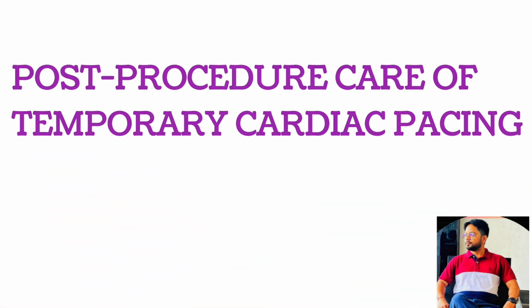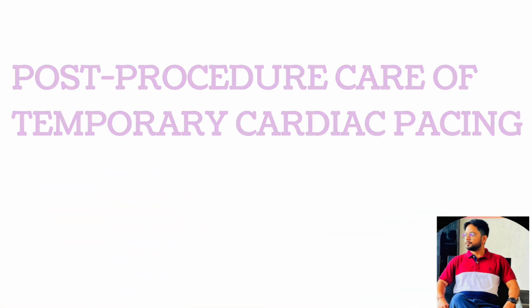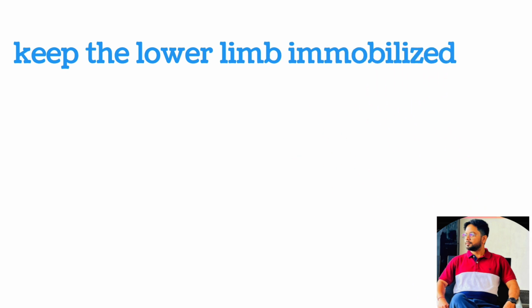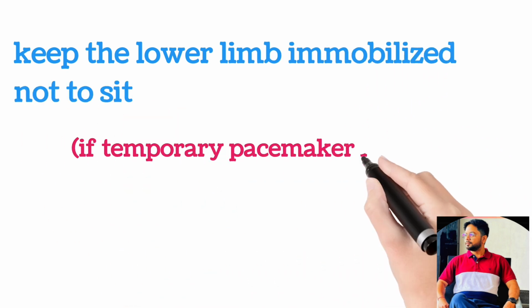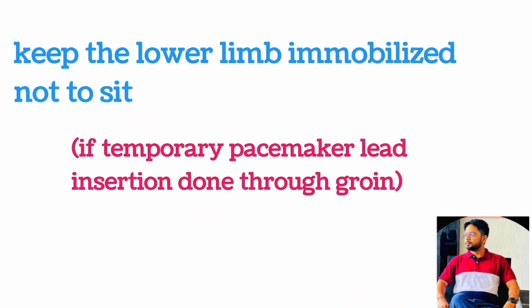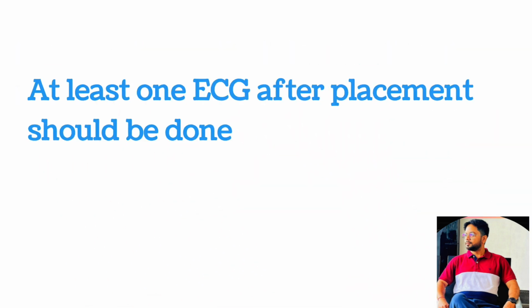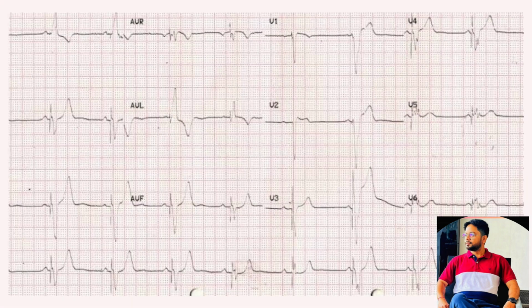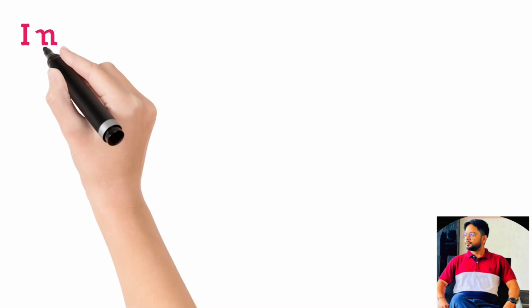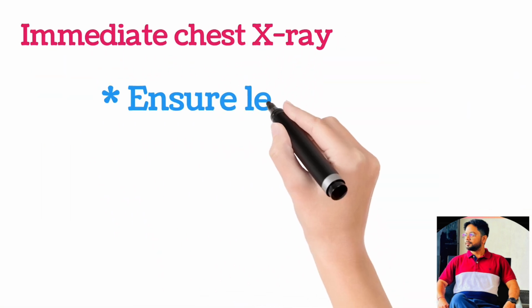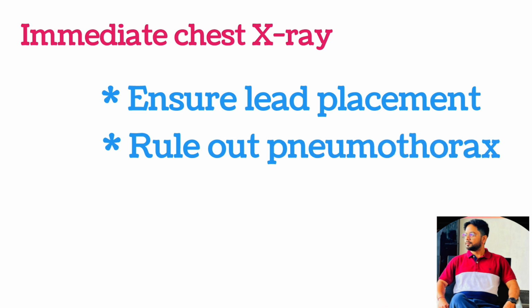Post-procedure care. The patient is advised to keep the lower limb immobilized and not to sit if the temporary pacemaker lead insertion was done through the groin. At least one ECG after placement should be done. The QRS complex should appear like left bundle branch block morphology with the lead paced at the apex of the right ventricle. Immediate chest X-ray to ensure lead placement and to rule out pneumothorax.